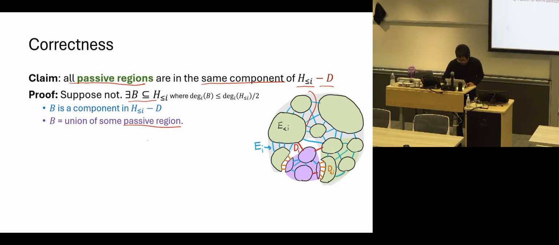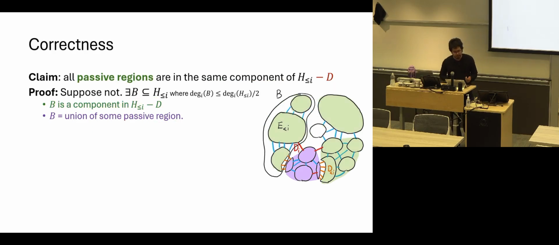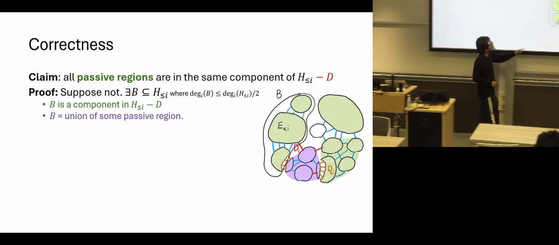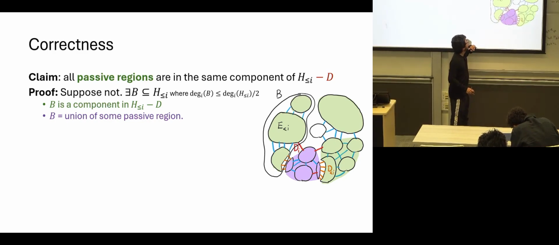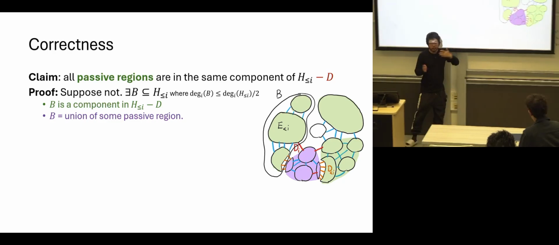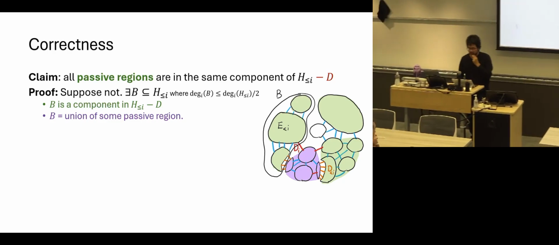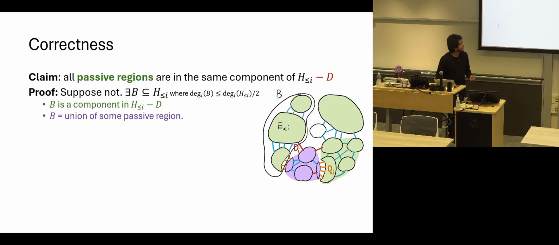Like this. And we know again that B cannot cross any passive region, because each of the passive regions is connected. So B cannot look like this. Suppose that you have the B like this. Component is a union of green regions, and it's disconnected from the rest. Okay. So now what do we know?